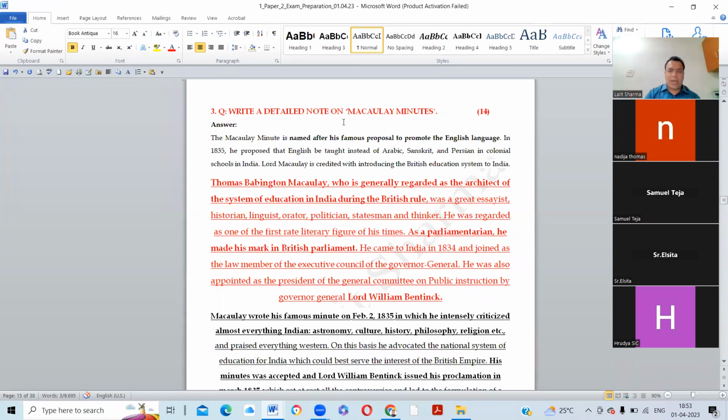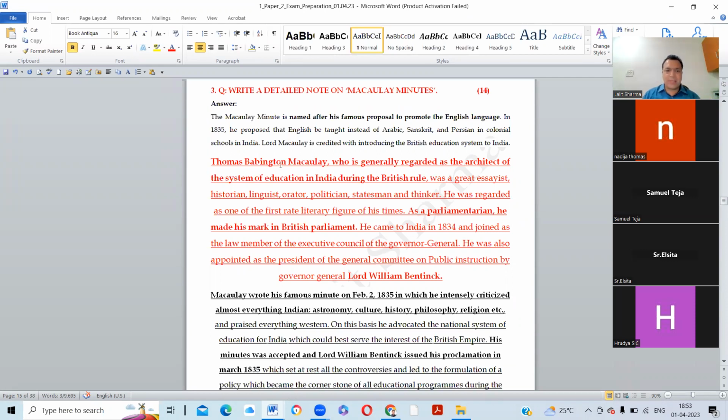Now, what is the Macaulay Minute? This is important and it comes many times, that's why I have made notes on this. You have to talk about Thomas Babington Macaulay, who is generally regarded as the architect of the system of education in India during the British rule.